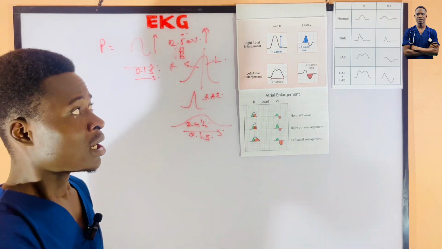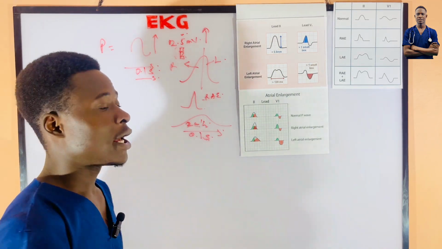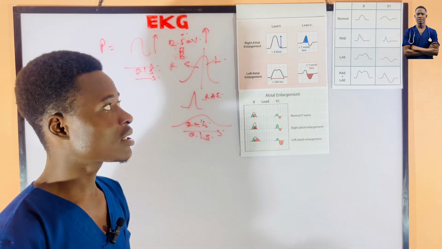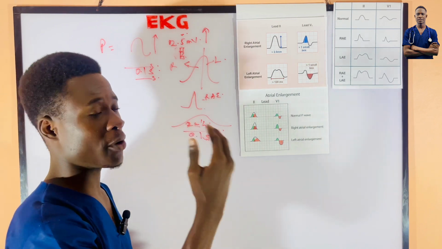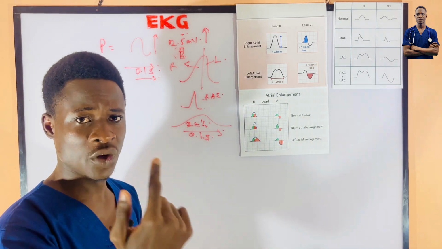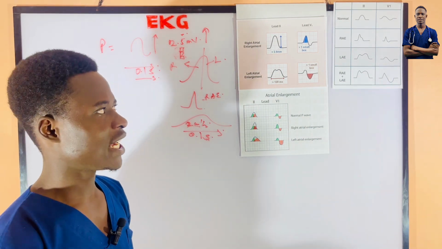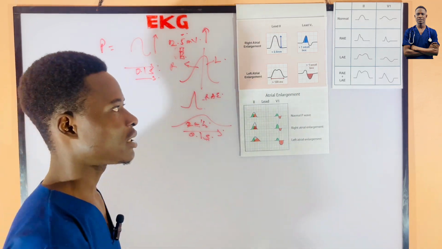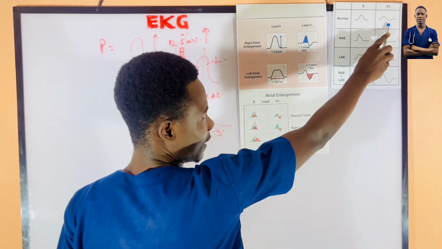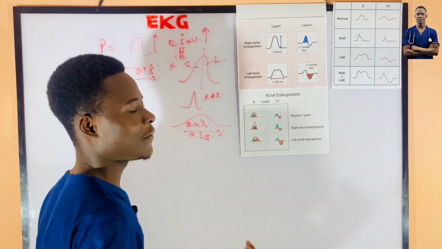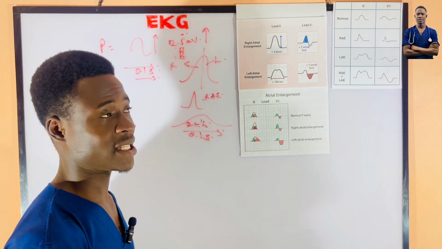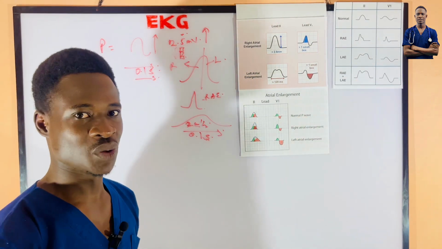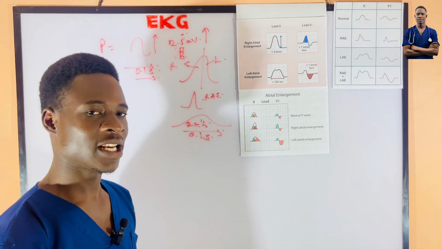Now, the P wave on the second lead, which is lead 2, is not the same as on the precordial lead, which is the V1. The V1 can be a negative lead, or can be a biphasic. Now, when it's a biphasic, how are you going to identify it? And when it is a positive wave on lead 2, how are you going to identify it also?